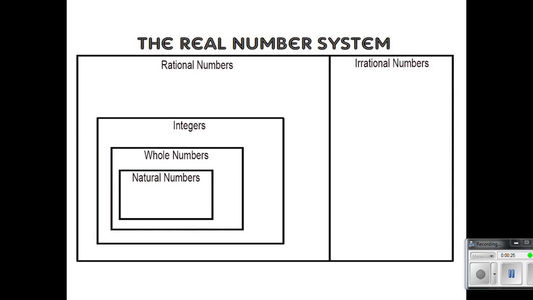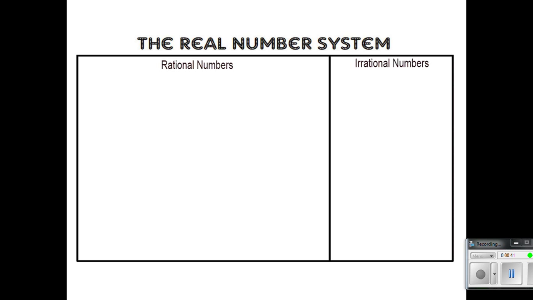This is what the overall real number system looks like. You do not need to write this down. It's just a visual representation of where all the numbers fall in the real number system. But before we take a look at all of these parts, we're going to just focus on rational numbers and irrational numbers.